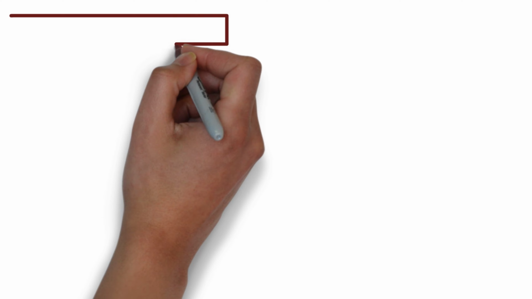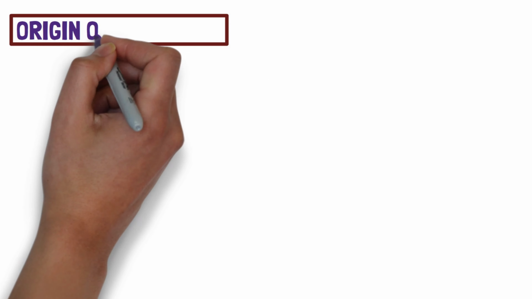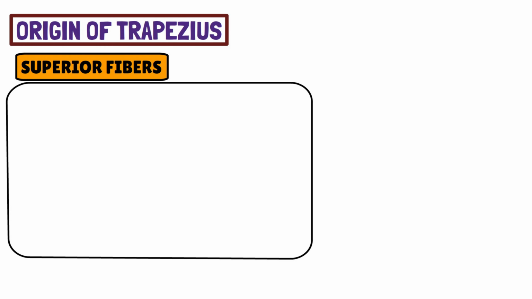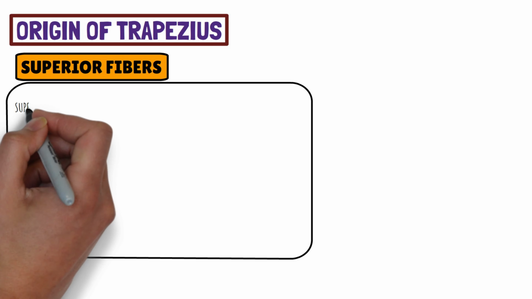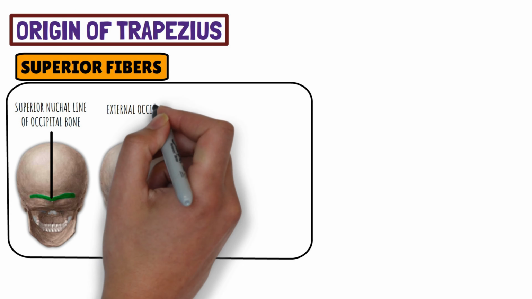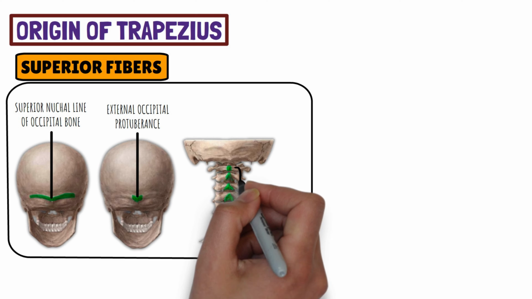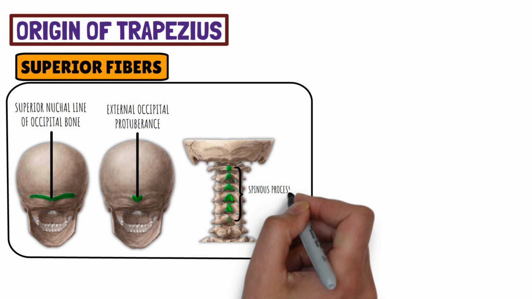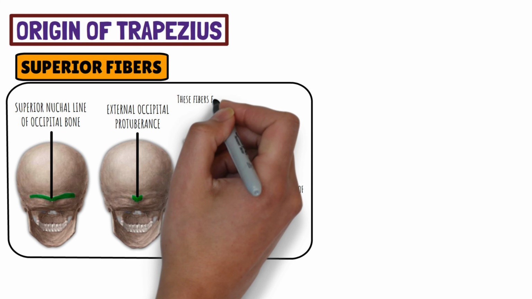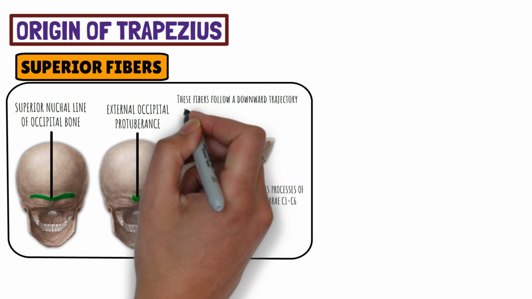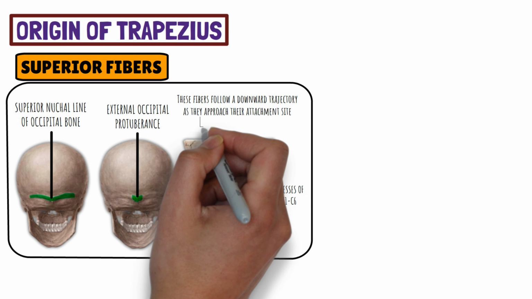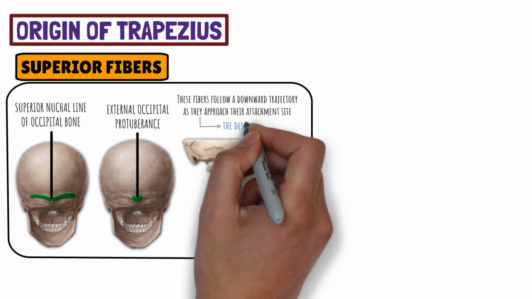The trapezius muscle originates from various points along the middle of the back and neck. The superior fibers connect to the medial portion of the superior nuchal line, the external occipital protuberance of the occipital bone, and the nuchal ligament, which in turn is linked to the spinous processes of the C1 to C6 vertebrae. These fibers follow a downward trajectory as they approach their attachment site, which is why this segment of the trapezius is known as the descending portion.